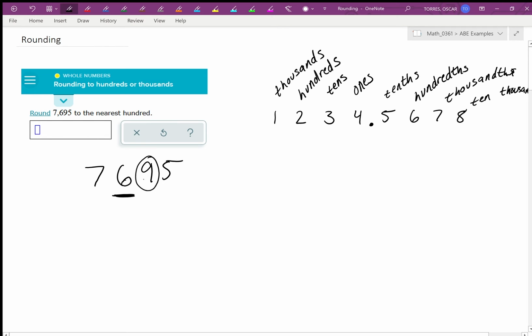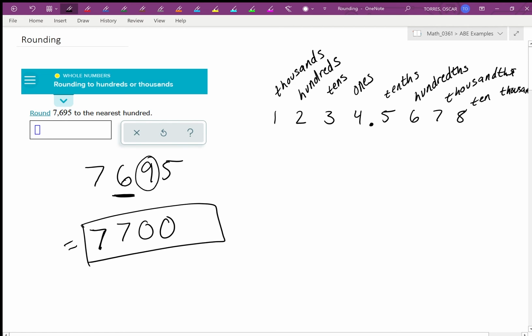Because the 9 is greater than 5, we're going to take this 6 and bring it up to a 7. This number on the left, that 7, stays the same. The 6 goes up because the 9 was greater than 5. And everything else, these two numbers right here, are going to become zeros. So my final answer ends up being 7,700. That would be the rounded version of this number when it's rounded to the nearest hundred.